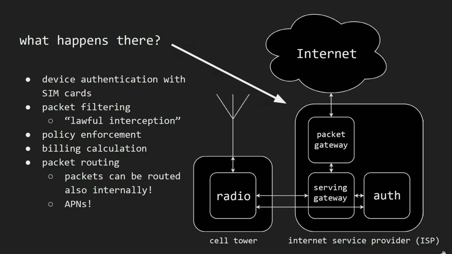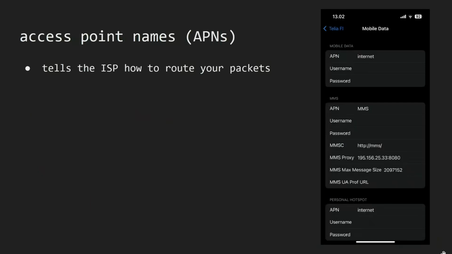So we have these things called APNs, which basically define how to route your packets inside the ISP. If you're old, you know what these are because you got a new SIM card, put it in and it doesn't work, and then you need to go to these settings and type something. But nowadays you might not even know that these exist. And if you need to type something, you just type in internet and then you get to the internet.